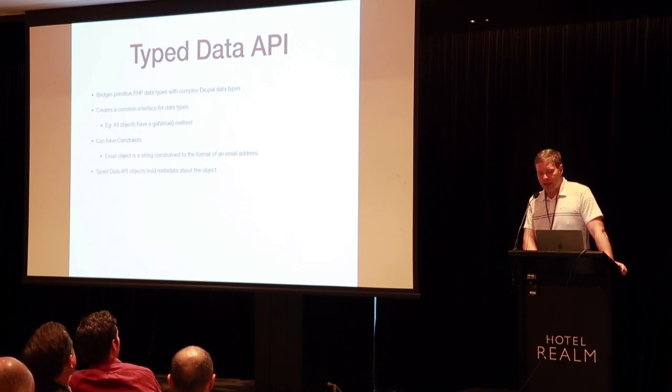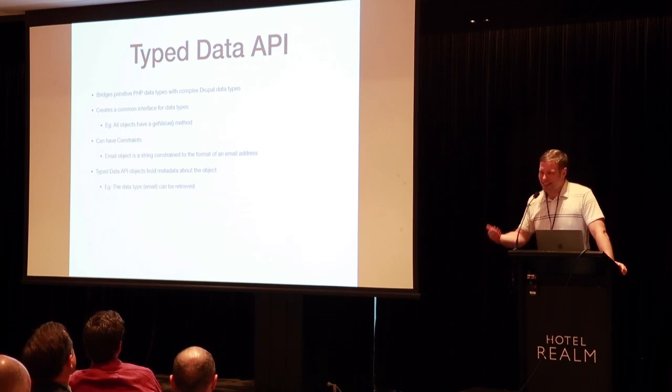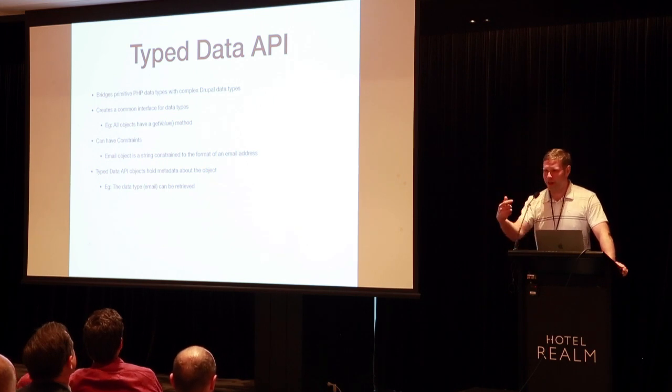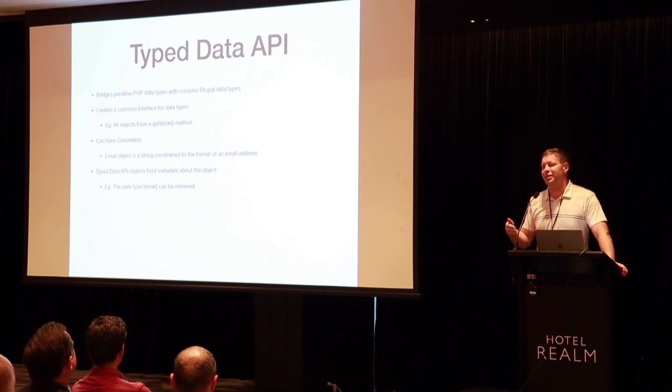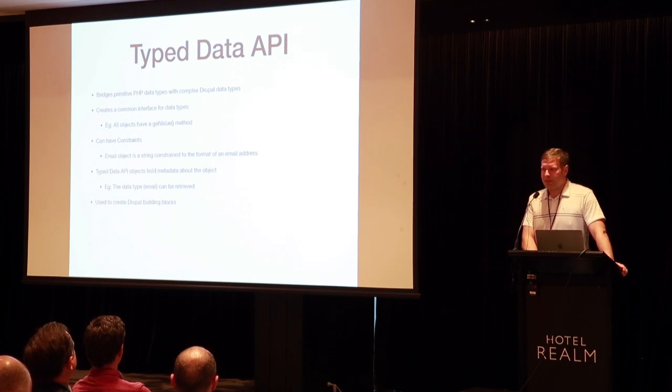And TypeData API objects also hold metadata about the object itself. For example, the data type of the object can be retrieved. Now it might seem weird that you have an object and you don't know the type of data, but it happens. I could dig way deep down into some programming stuff, but I'm not going to. This just allows us to say, hey, object, what are you? And it'll say, I'm an email, or I'm a string, or whatever it is. PHP also has a function to get that data out of it, but it's not nearly as robust as what comes with the TypeData API. So the TypeData API creates the building blocks of Drupal.